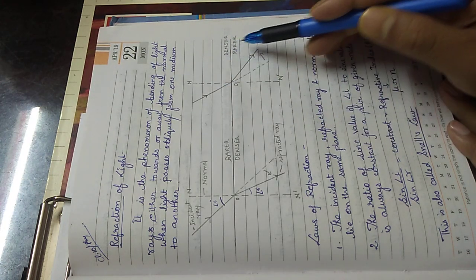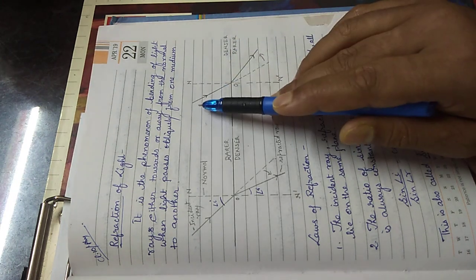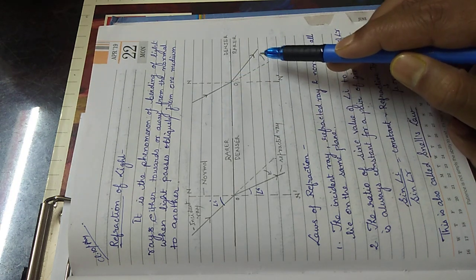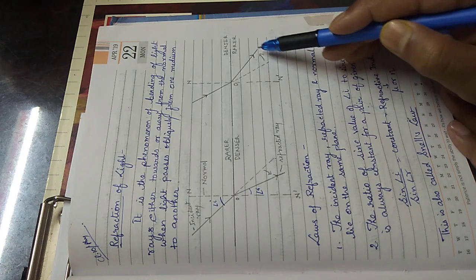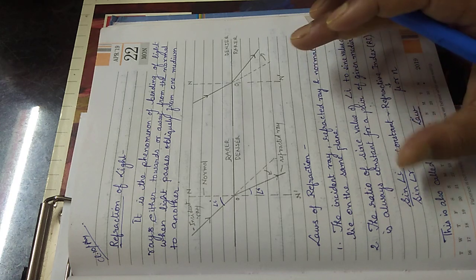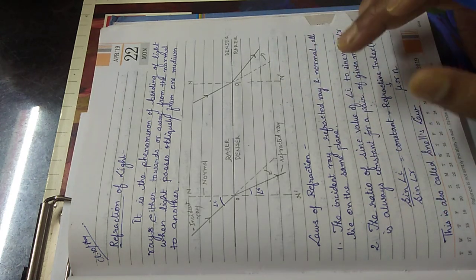When light travels from a denser to a rarer medium, then what happens? The light is coming, it should have continued like this if both the media were the same, but this is rarer, so this light is bending away from the normal. So this is what happens in case of refraction.